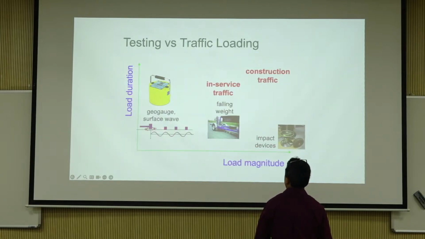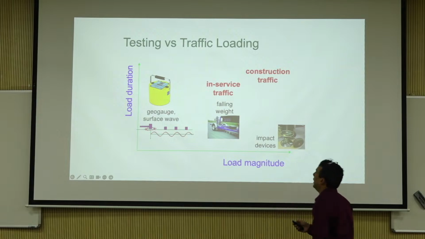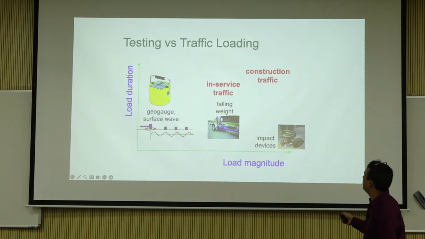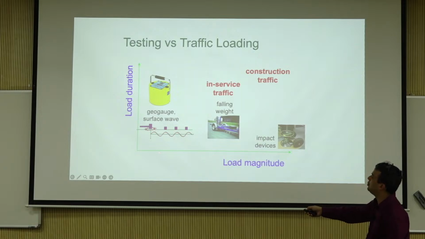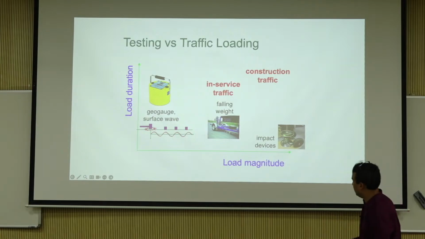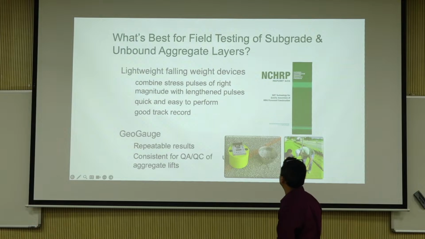Testing versus traffic loading, load duration, load magnitude. Impact devices have a very, very high load magnitude, but small load duration. But GeoGauge or something, you have very, very small load magnitude. You're taking really, really small strain measurements, right? But you're measuring over a larger duration and whatnot.